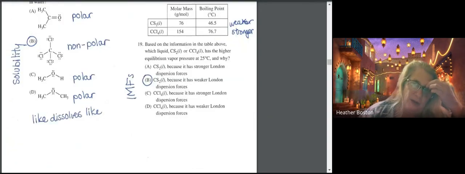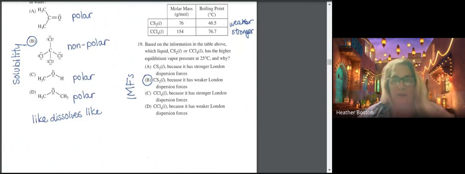Based on the information above, which liquid has a higher equilibrium vapor pressure? Well, vapor pressure comes from when you have weaker intermolecular forces, so more particles can escape into the gas phase. So you're looking for something to say that obviously CS2 is going to have a higher vapor pressure because it has a lower boiling point. So you're looking for something that tells you that CS2 has weaker forces, and the correct answer is B.